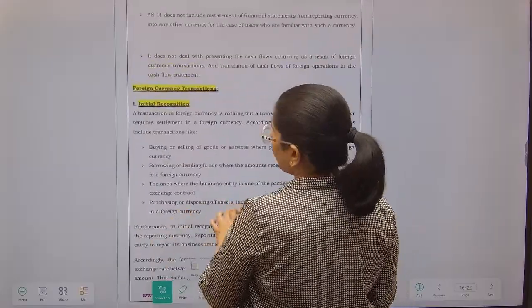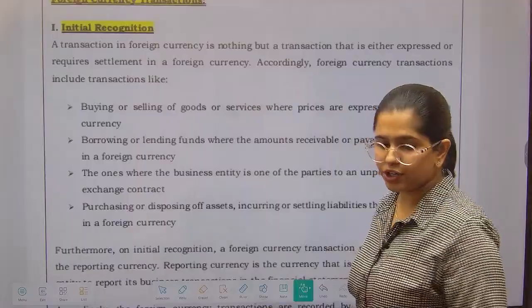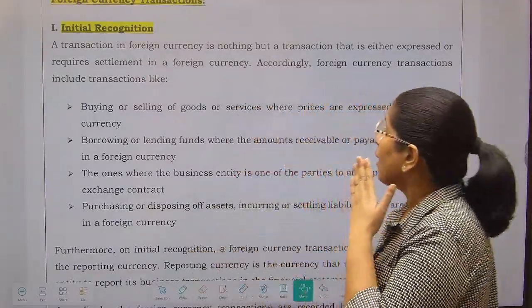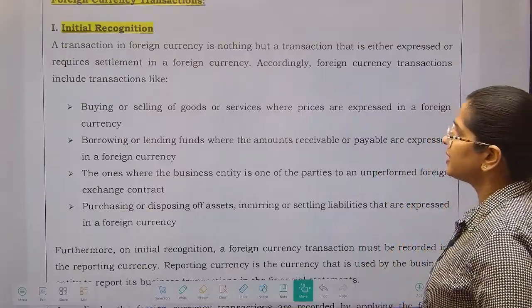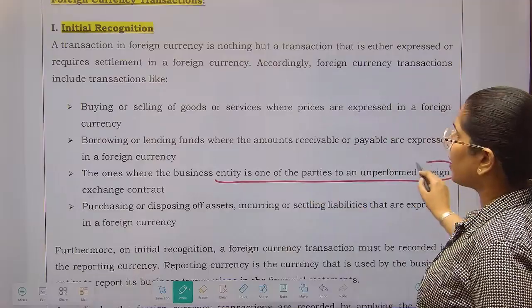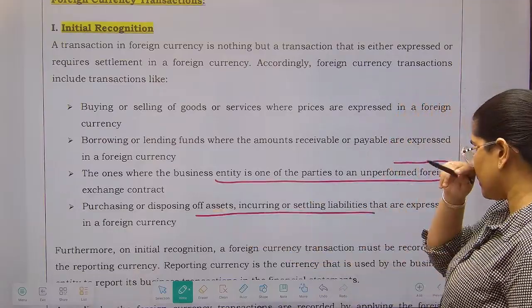So फॉरेन करेंसी ट्रांजैक्शंस का इनिशियल रिकॉग्निशन किस पे होगा? इनिशियल रिकॉग्निशन मतलब ऑन द डेट ऑफ ट्रांजैक्शन. क्या किस पे हम रिकॉर्ड करेंगे? बाइंग और सेलिंग ऑफ गुड्स एंड सर्विसेज, बोरोइंग और लेंडिंग फंड्स, राइट? Business entity is one of the parties to the forex contract, purchasing or disposing of assets. These are all the transactions.